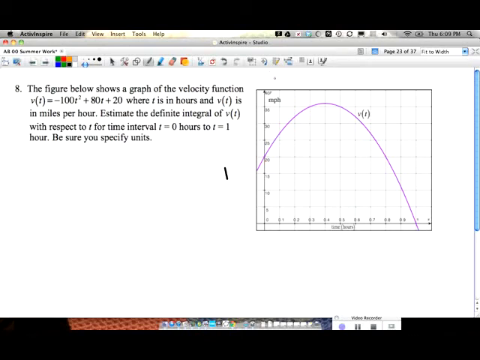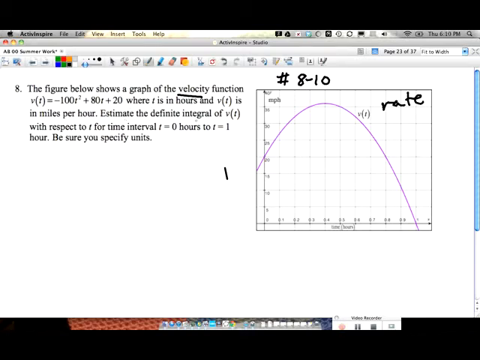All right, here we go. We're looking at numbers 8 through 10 from the summer work. The figure below shows a graph of velocity. So this is velocity, that's also known as a rate, and it's measured in miles per hour. Here's our actual function. T is hours and V of t is miles per hour.